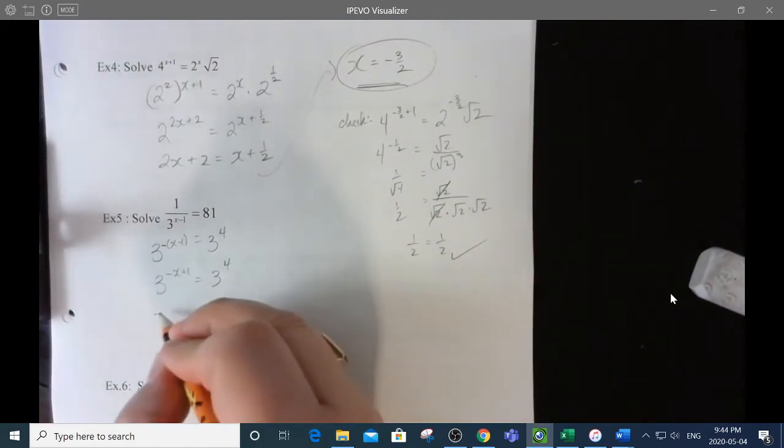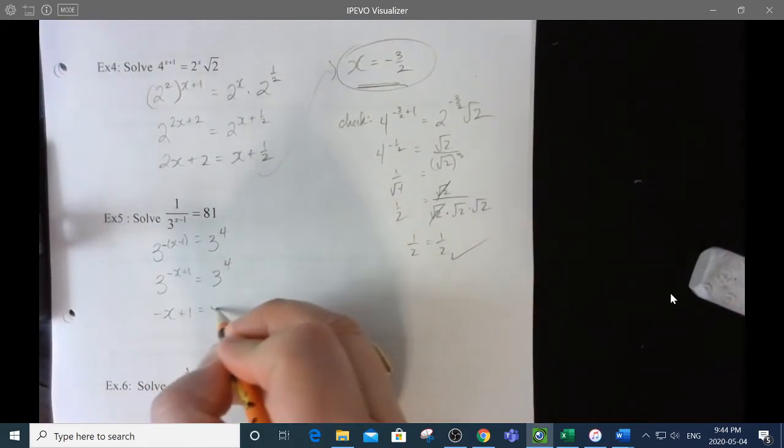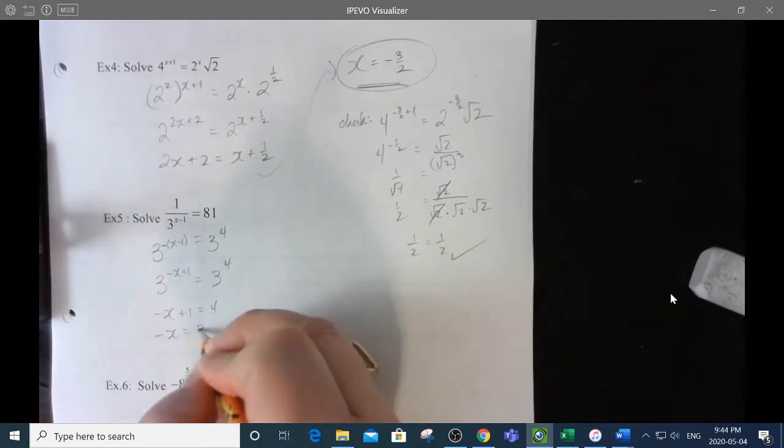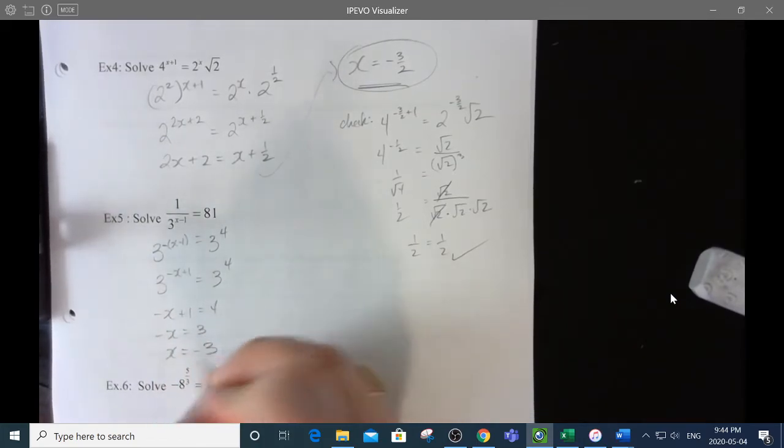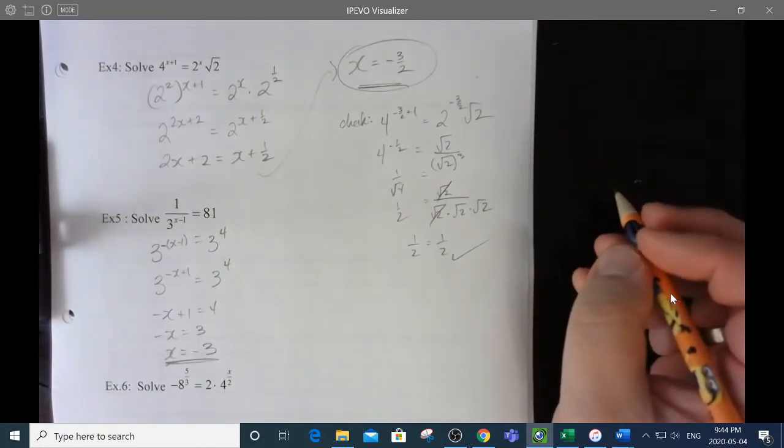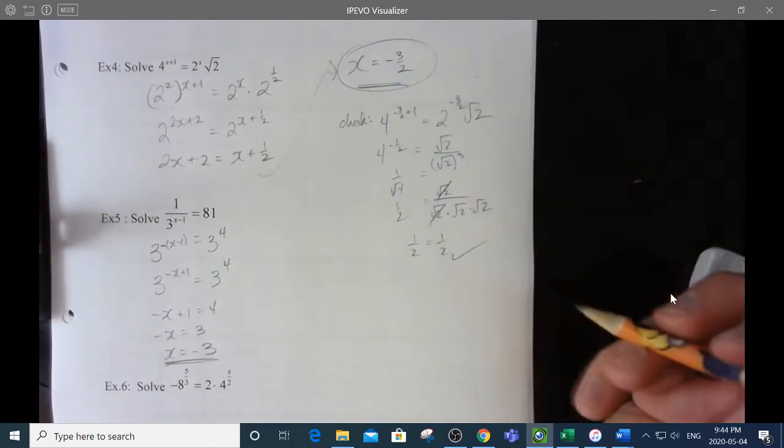And now I can turn that into the equation negative x plus 1 equals 4. So negative x is equal to 3. So x is equal to negative 3. And like I said, I'm not going to bother checking that. I can actually kind of see that it's going to work.